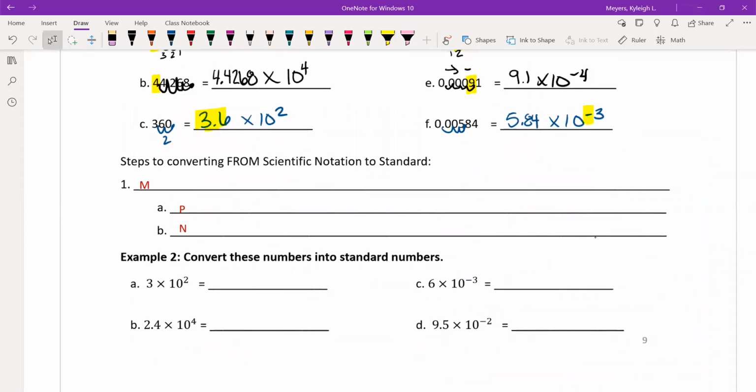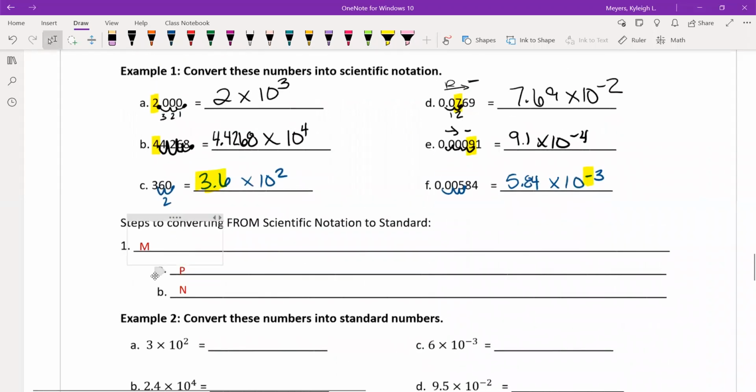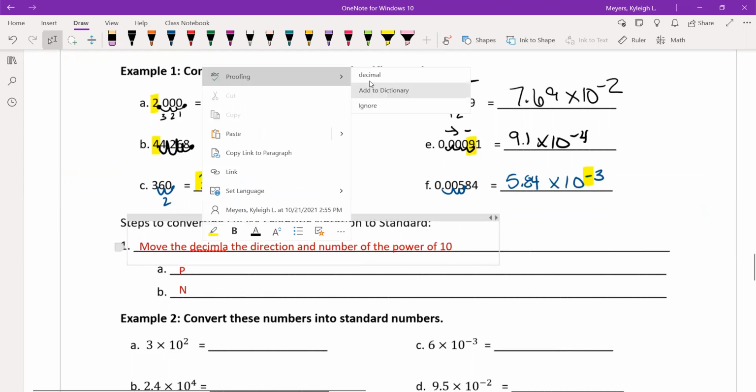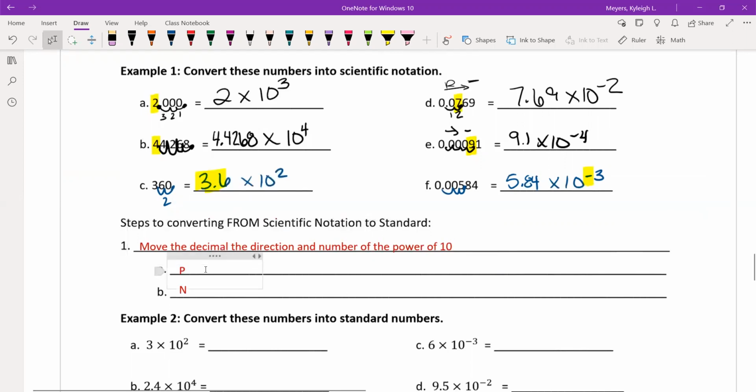Let's talk about converting from scientific to standard. Okay, so all we have to do is move the decimal the direction and number of places of the power of 10, aka the exponent. So if it's a positive exponent, we move to the right.